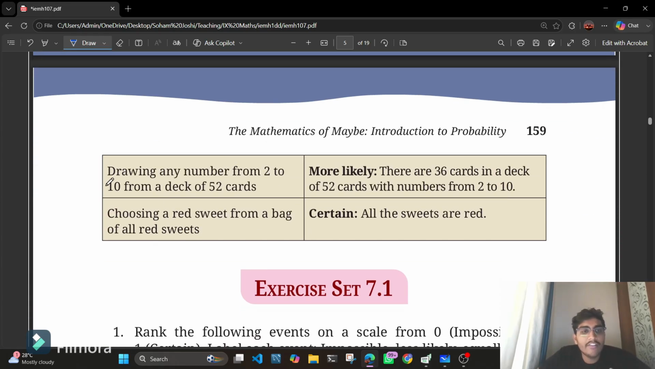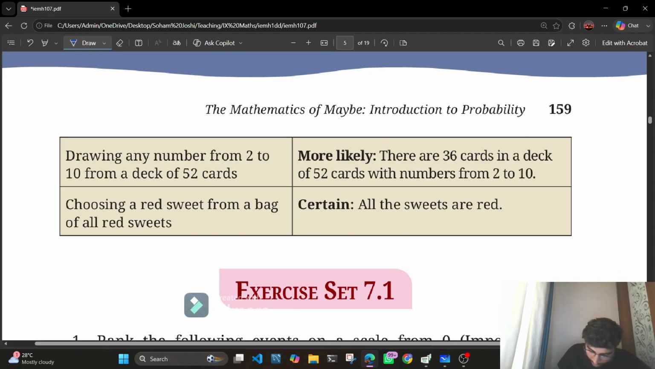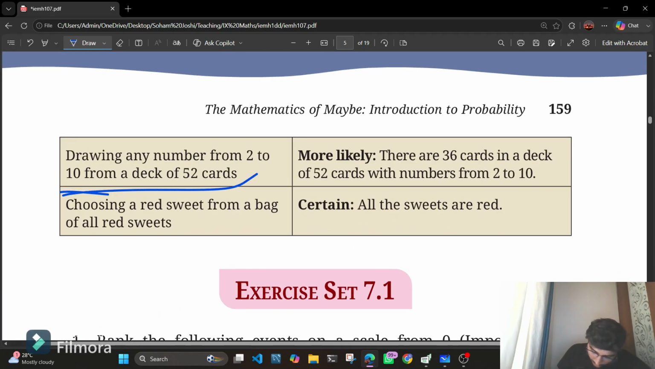Okay. Now we have drawing any number from 2 to 10 from a deck of 52 cards. Now, see, there are 36 cards in a deck of 52 cards with numbers from 2 to 10, right? Because all of the cards you can see are from number 2 to 10. If you just take out the Joker, Raja, Rani, then it is more likely to get a number between 2 to 10 from a deck of 52 cards. Therefore, it is a more likely event.